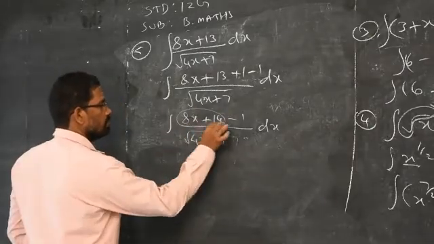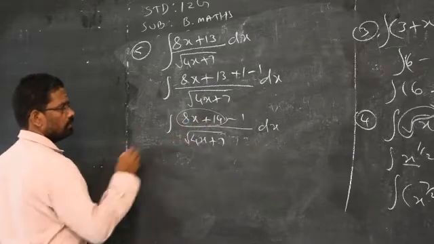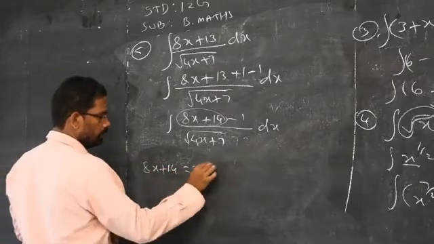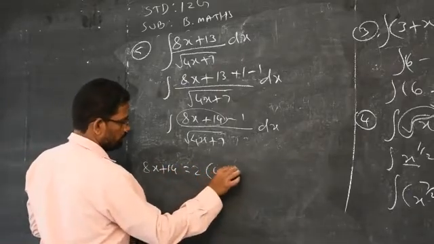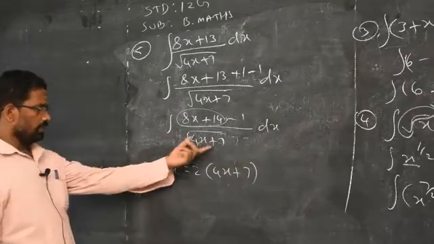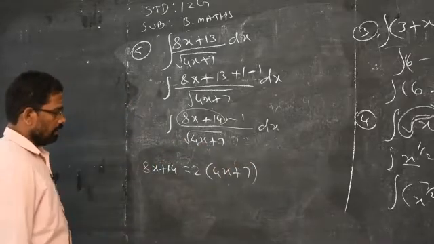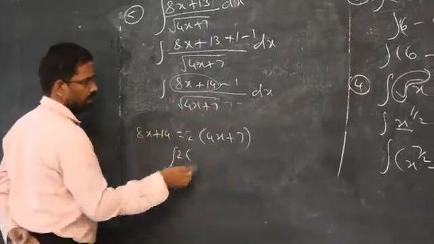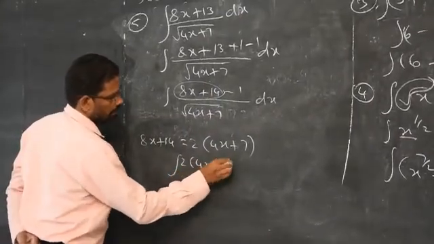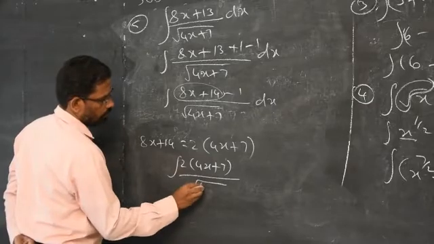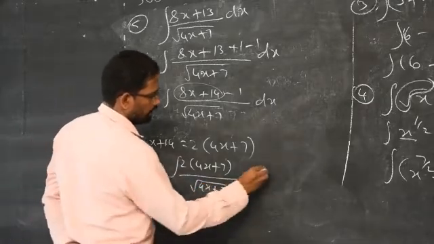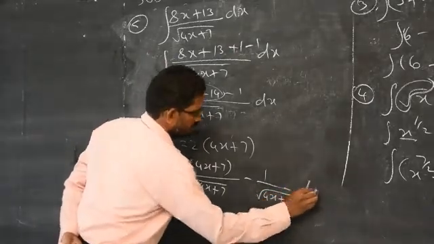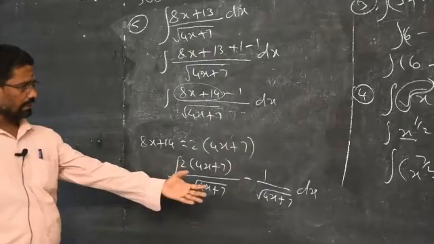Now I am seeing these first two terms. What is the common factor of these two terms? 2. 8x plus 14, if I am taking 2 as the common factor of these two terms, I will get 4x plus 7. See, I got exactly what is there in the numerator. Clear? So I separated the first two terms by the denominator, that is 4x plus 7 by the square root of 4x plus 7, minus 1 over square root of 4x plus 7 into dx. Clear? I easily separated it.